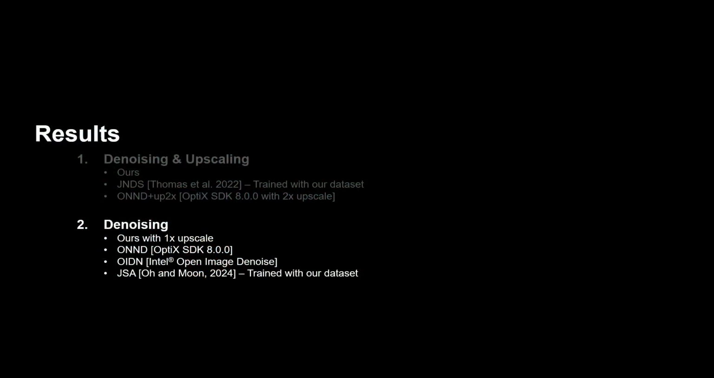Our feature extraction network can also support the denoising-only problem. In that case, we can set the upscaling factor to 1x. Here, we are comparing the denoising-only case with 3 different baselines. The first is the OptiX denoiser from the SDK, the second is Open Image Denoise, and the last one is a recent research paper using a transformer-based attention block. We trained that research model on our training data set as well.